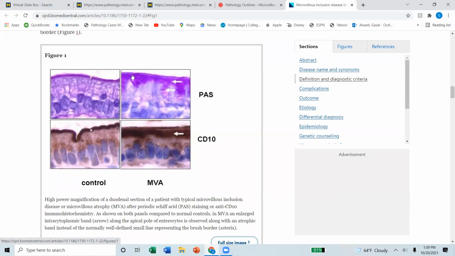The disease itself tells you that instead of having that single linear line of PAS-positive microvilli, you have a band or thickened inclusion-like filling on top of the entire columnar epithelium. And it's highlighted with both CD10 and PAS, okay?